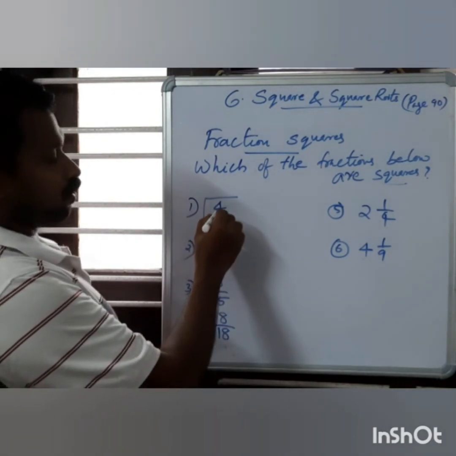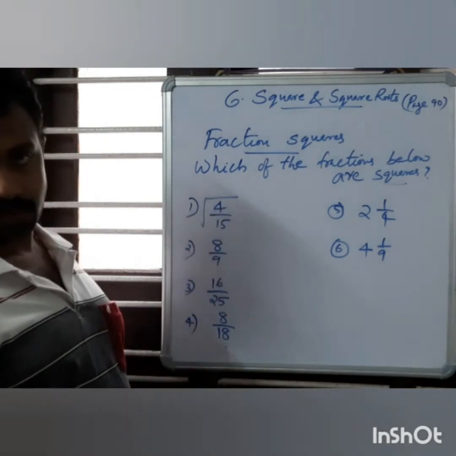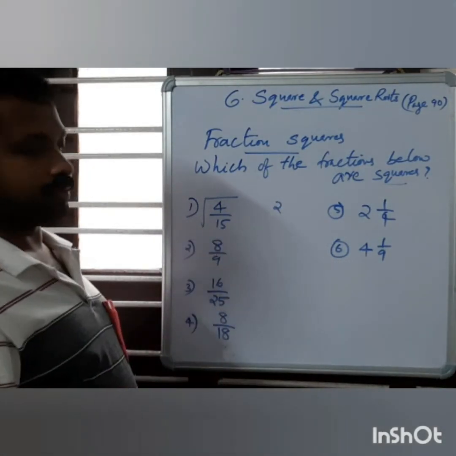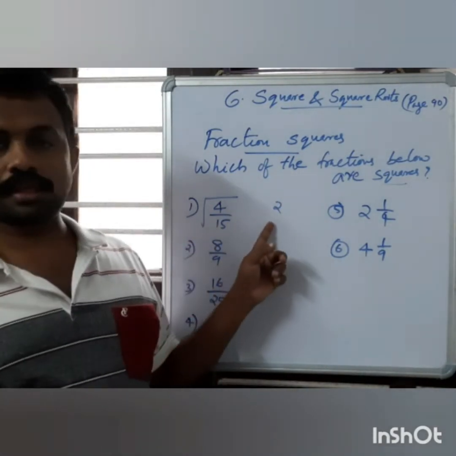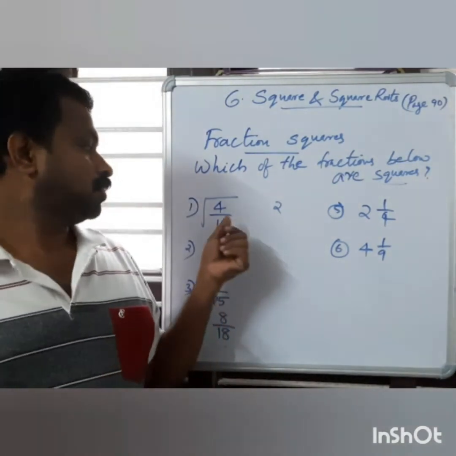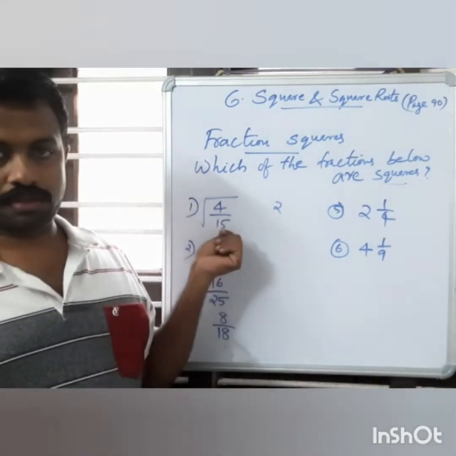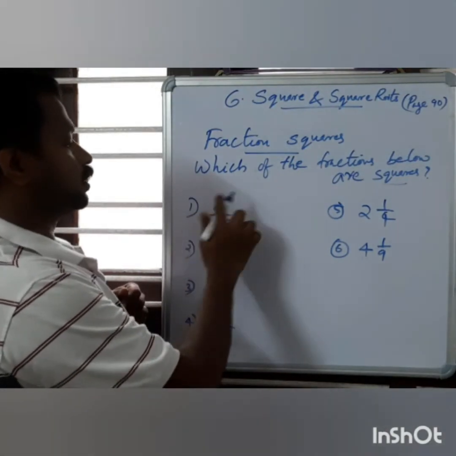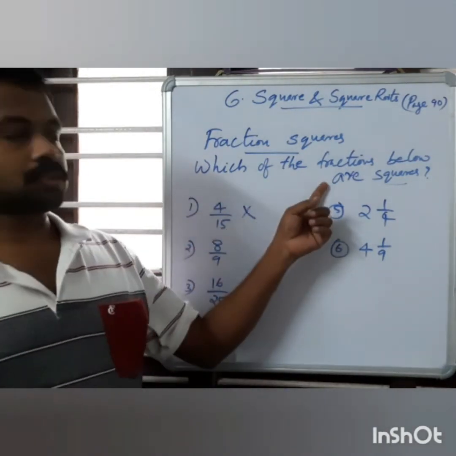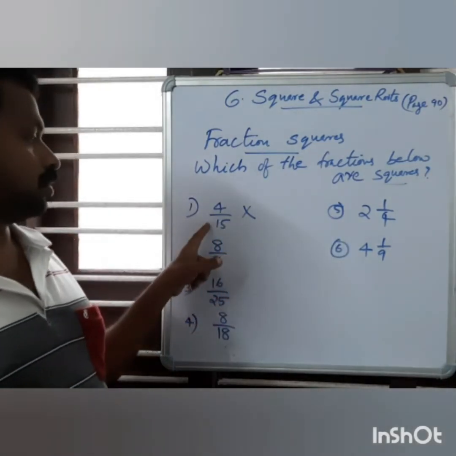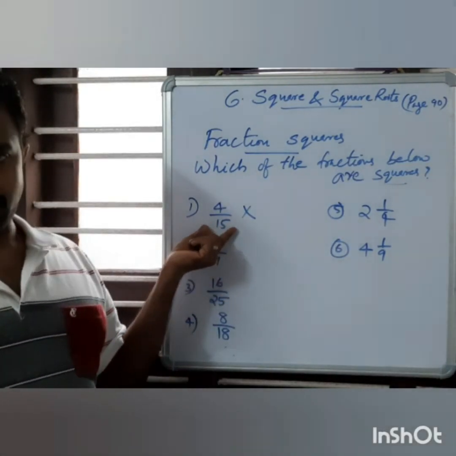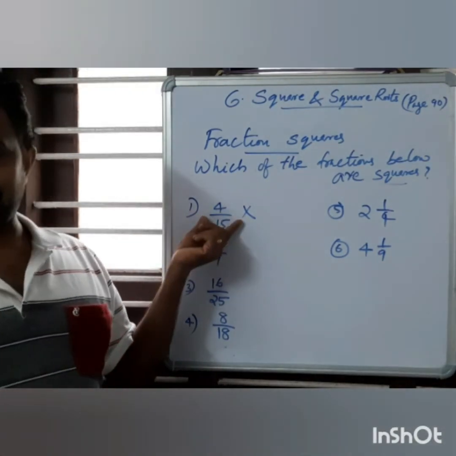Here see this one, 4. If we take the square root of 4, we will get 2. But if we take the square root of 15, we cannot get a root. So 15 is not a perfect square. So you can say that this fraction is not a square. We cannot find out the square root of 15. So this is not a perfect square.